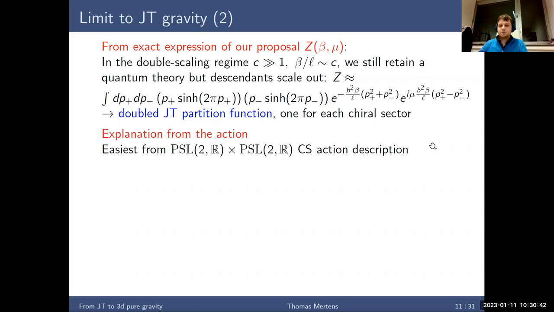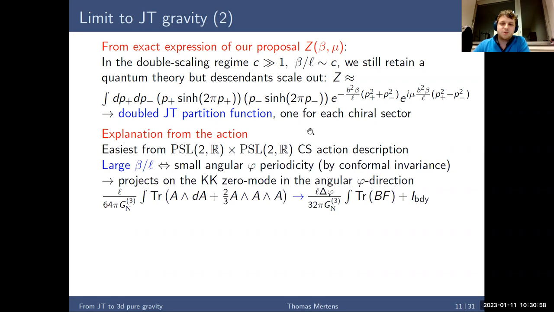Now, how do we explain this from the action? Why is this true? Why does this limit give you two copies of JT gravity seemingly? This is of course easiest to see from the Chern-Simons description, because also there we have two separate copies of an action, the PSL2R Chern-Simons action. And well, we're looking at the scaling regime where beta over L becomes large. So beta over L large. So that means one of the two cycles of the torus becomes large. So just by conformal invariance, we can think of this equivalently as the other cycle becoming small. So you can think of this as small angular phi periodicity.